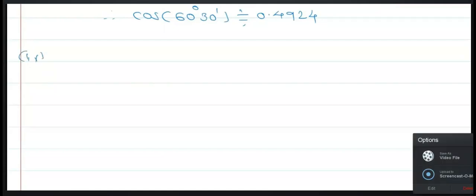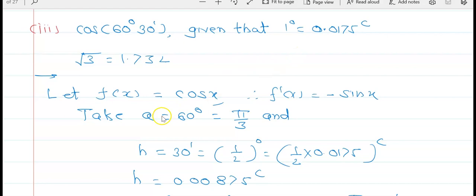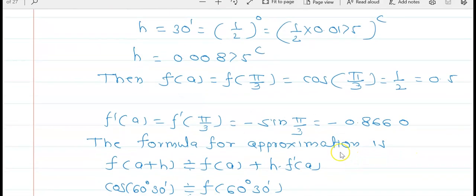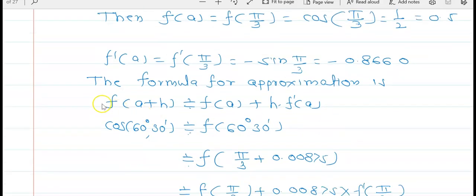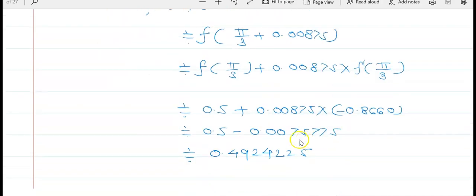Next, you can see it again from here. This is the function and its derivative. a is equal to pi by 3, h is 0.00875. f of a is cos of pi by 3, which is 0.5, f dash of pi by 3 is minus sin of pi by 3, minus 0.8660. Formula for the approximation: f of a plus h is approximately equal to f of a plus h into f dash of a. Cos of 60 degree 30 minutes is approximately equal to f of pi by 3 plus h into f dash of pi by 3.